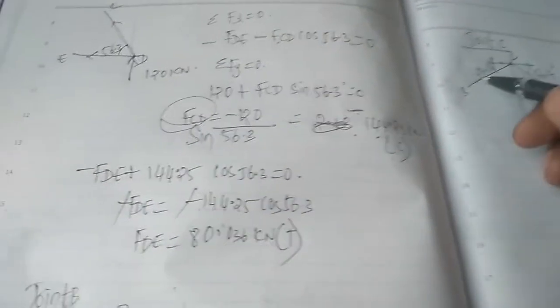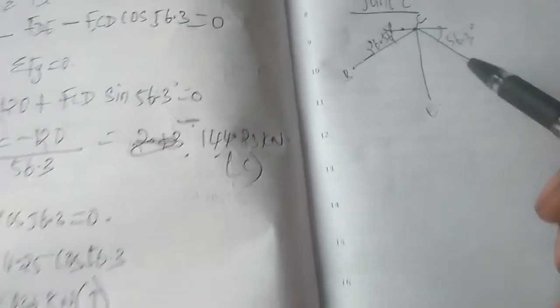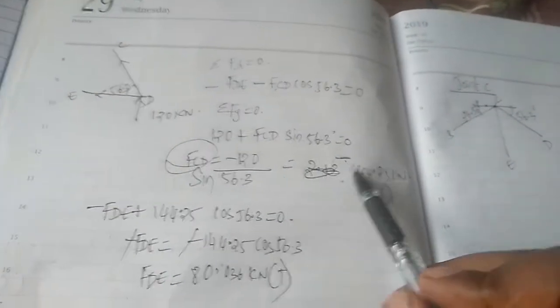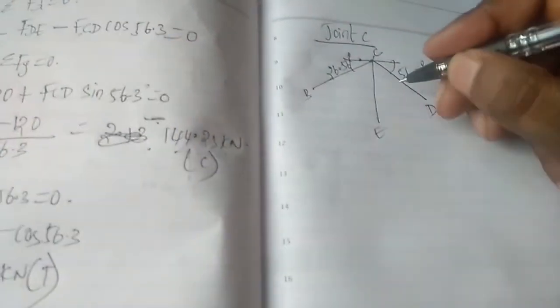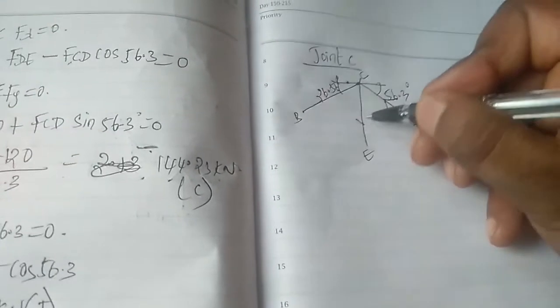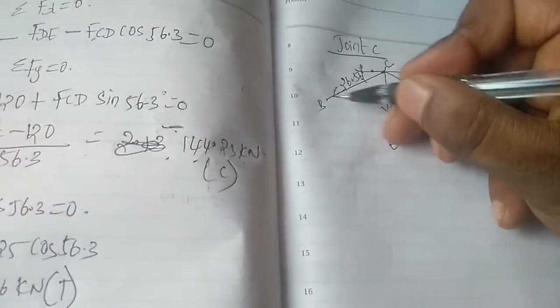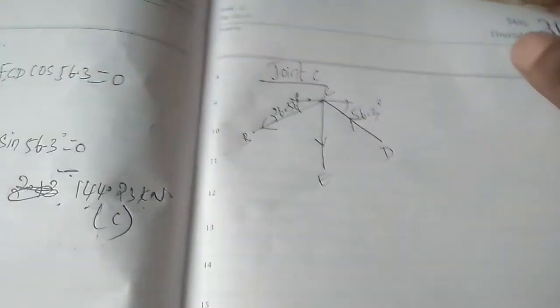So you already know B to C. So we are going to take unknown forces in a tensile direction. What is known? FCD. FCD you have already calculated, right? Your FCD is negative. Negative means you are going to take it towards C, and all the others away from C. Am I right? Okay.